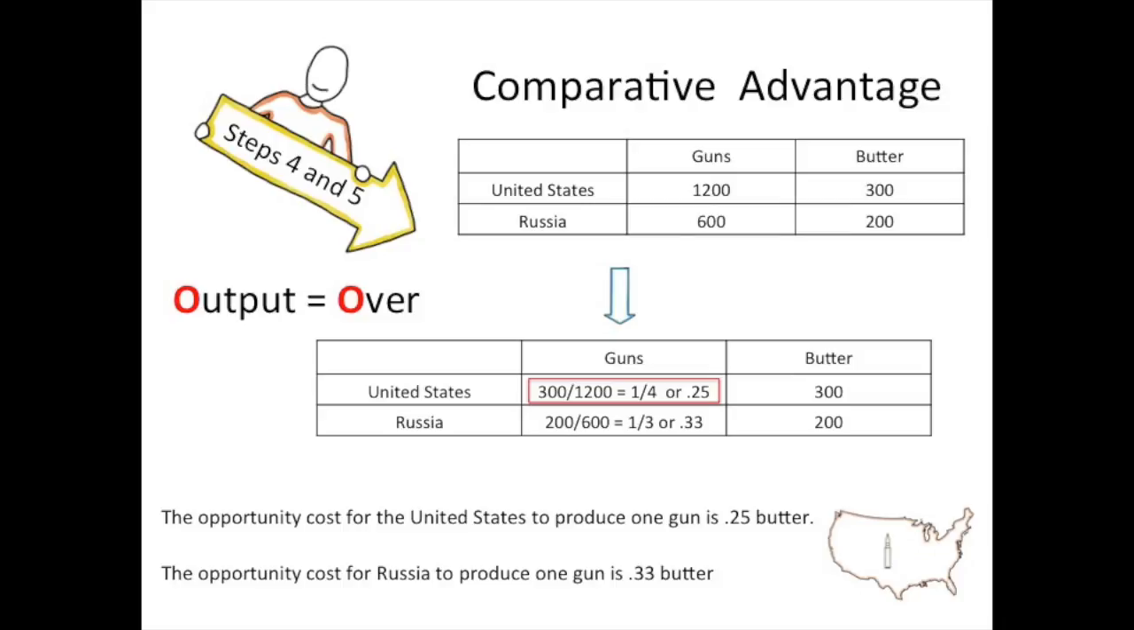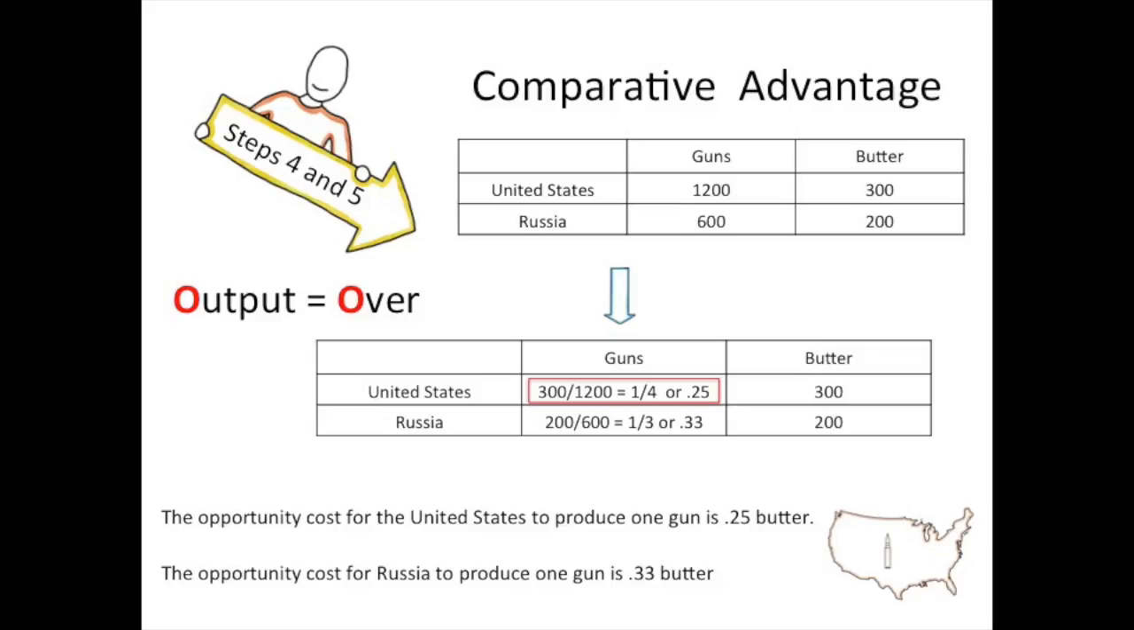Well, what does this number mean? This number means that in order for America to produce 1,200 guns, it must give up 300 units of butter. To calculate the cost of just one gun, you need to divide the 1,200 into the 300. This would give you an opportunity cost of 1/4 or 0.25 units of butter. So what this means is, for America to produce one gun, it has to give up 0.25 units of butter.